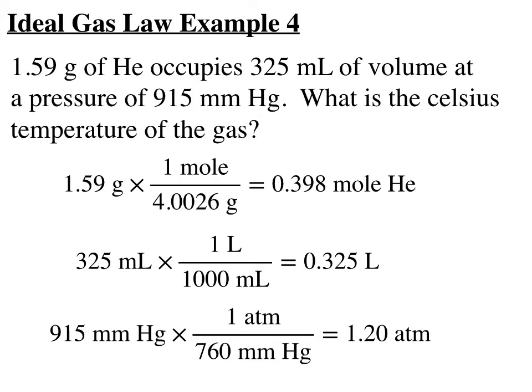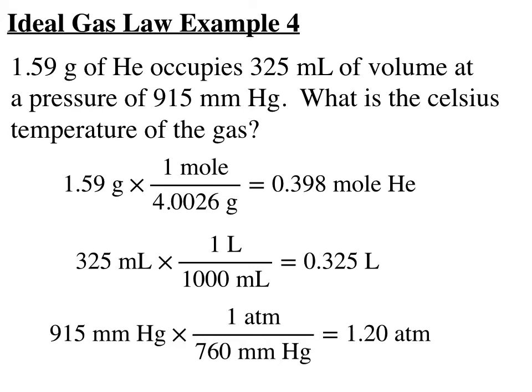This fourth example, we take 1.59 grams of helium, and it's occupying 325 milliliters of volume. It's at a pressure of 915 millimeters of mercury. We want to know what Celsius temperature this gas must possess. So in order to work any of these ideal gas problems, you need to know 3 of the parameters, and the 4th can be determined based on the ideal gas formula.